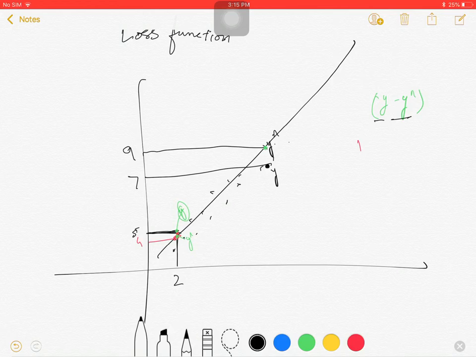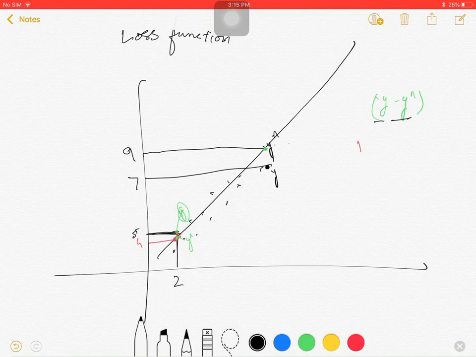It cannot be. See, y is 7 and y hat is 9. So 7 minus 9 will give you minus 2. But you can never have minus 2 as an error, right? It's like saying I go to an exam which has maximum marks 100, and I get 102 in the exam. That can't be possible. In the same way, the lowest value for error can be 0, but it can never be negative. Error can be positive, it can be 0, it can never be negative.